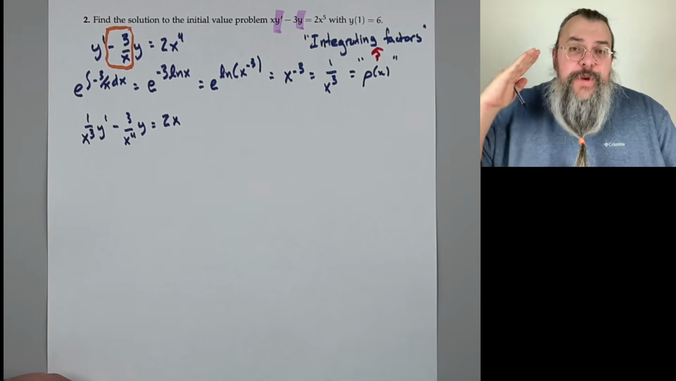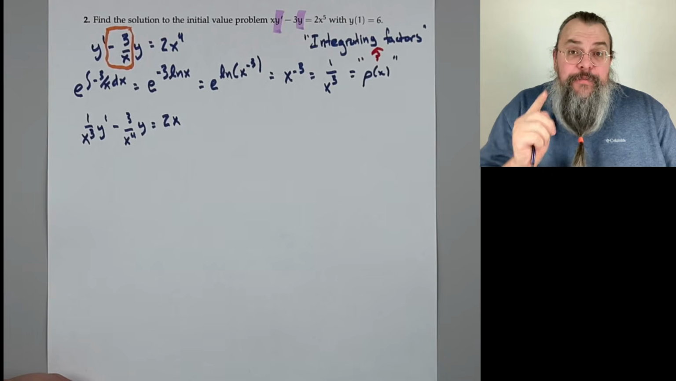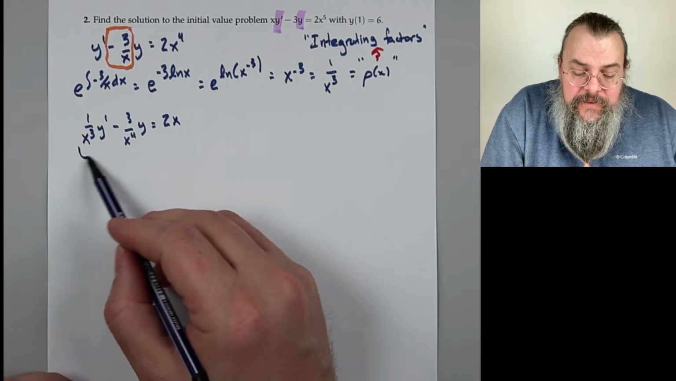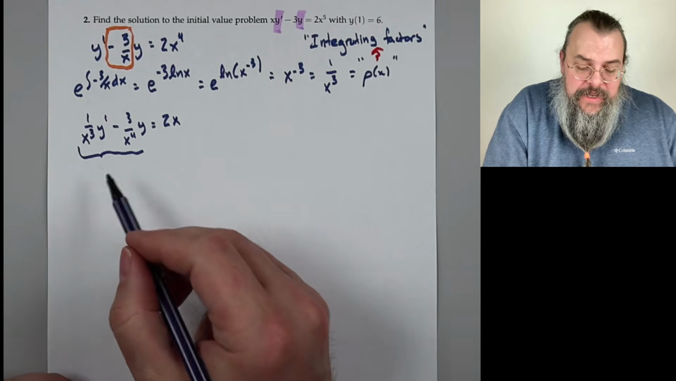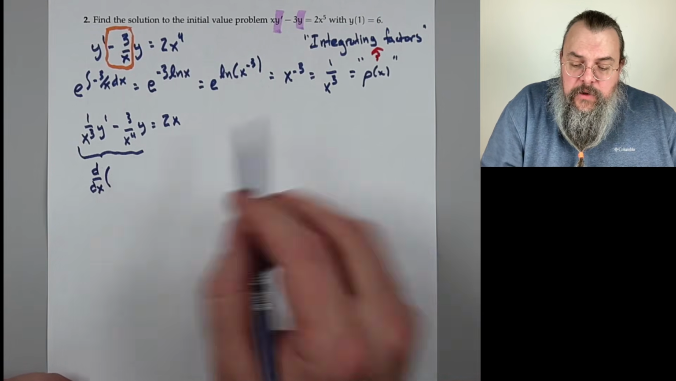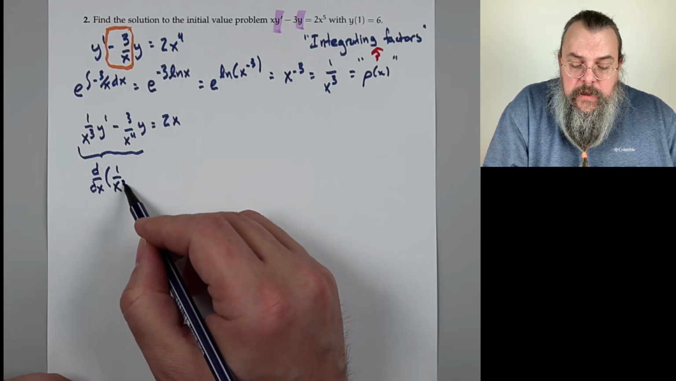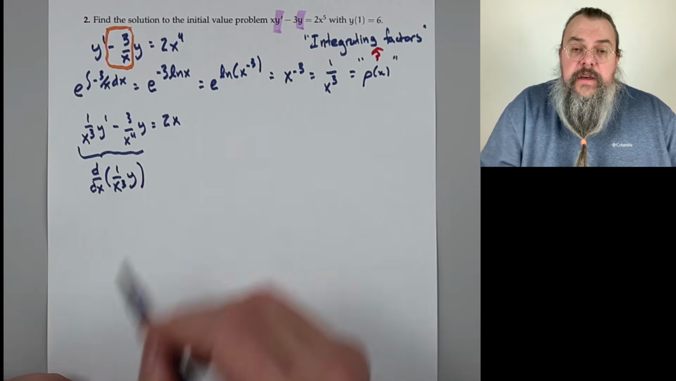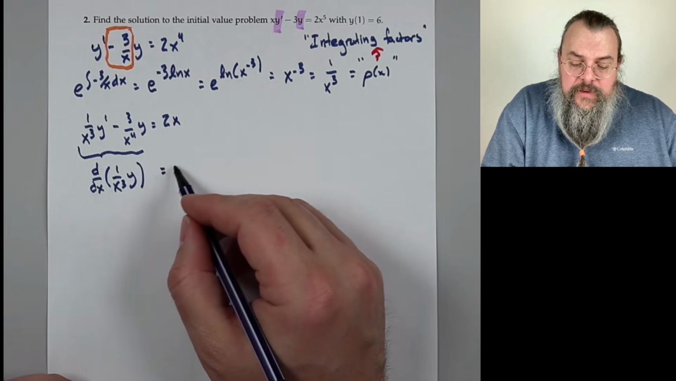But here's the thing. We always, always, always know the magic. The magic is this left-hand side, guaranteed 100% of the time, it's going to be the derivative of your rho, 1 over x cubed, times y. It has to be. If it's not, mistakes were made. And I say, okay, so what does that mean?